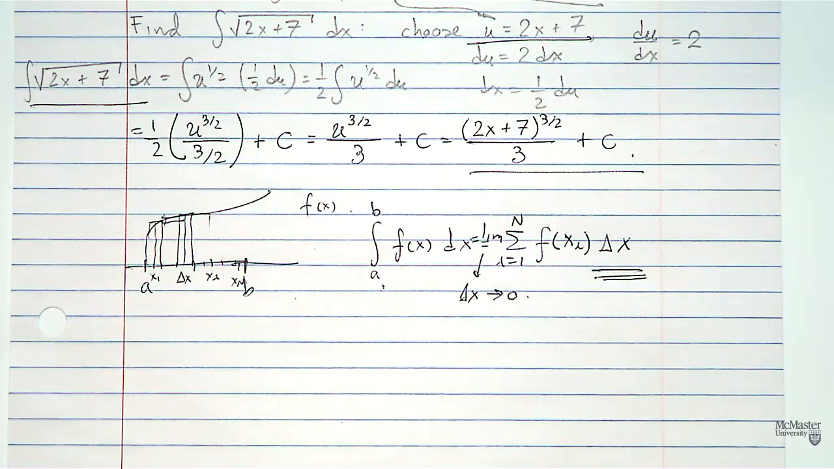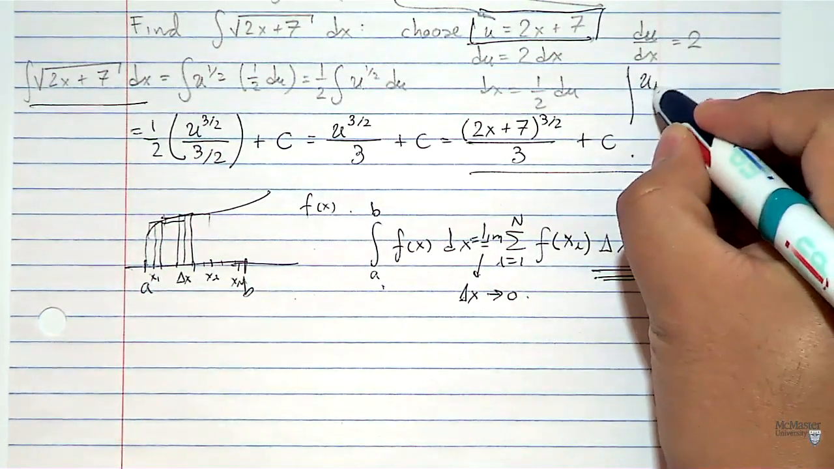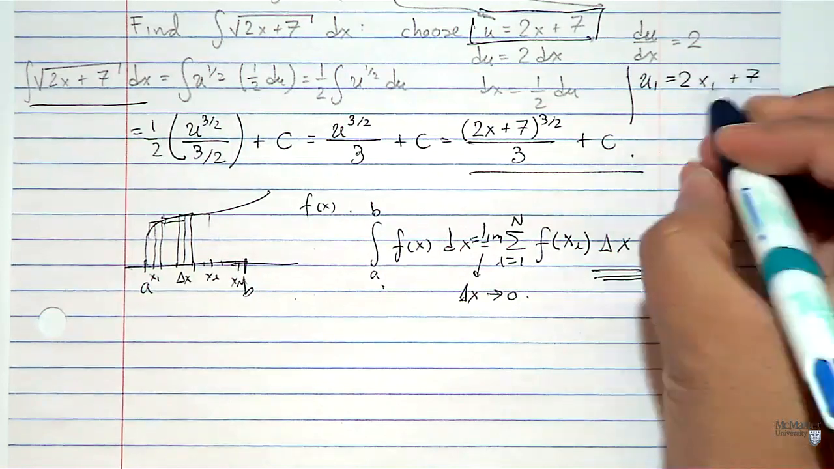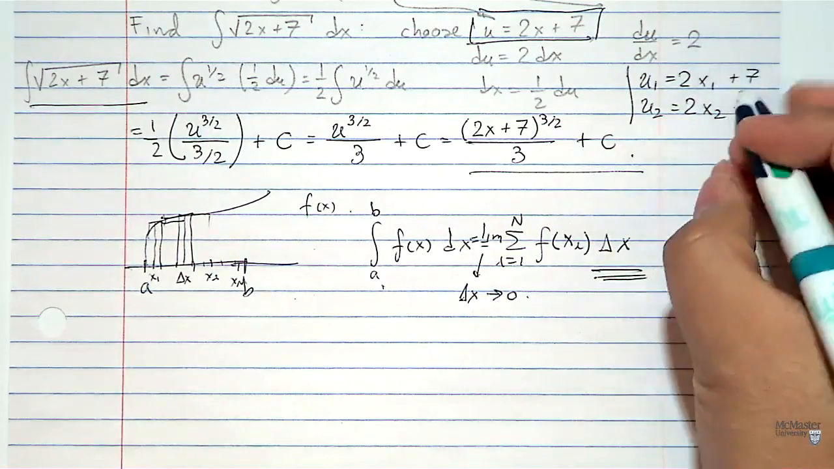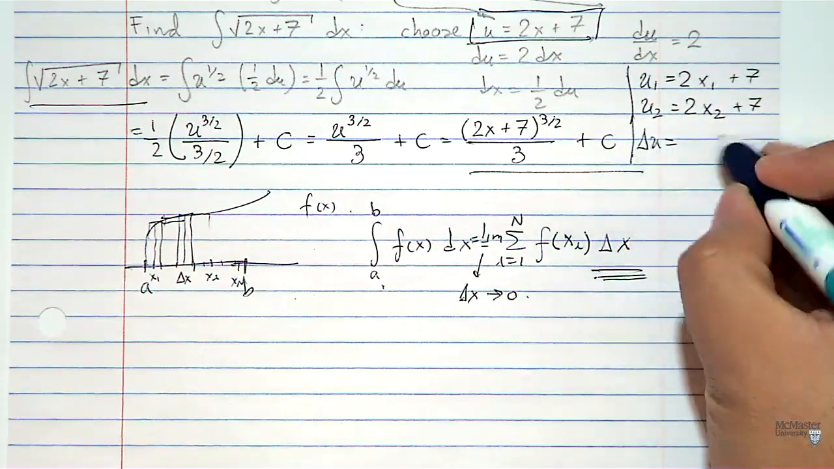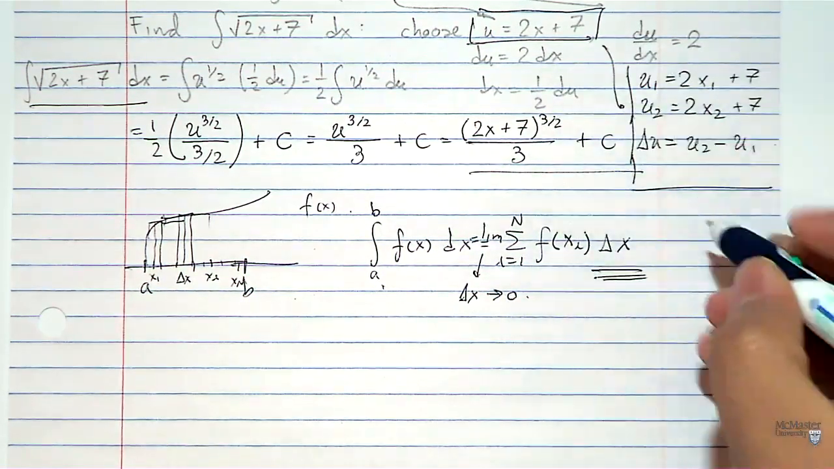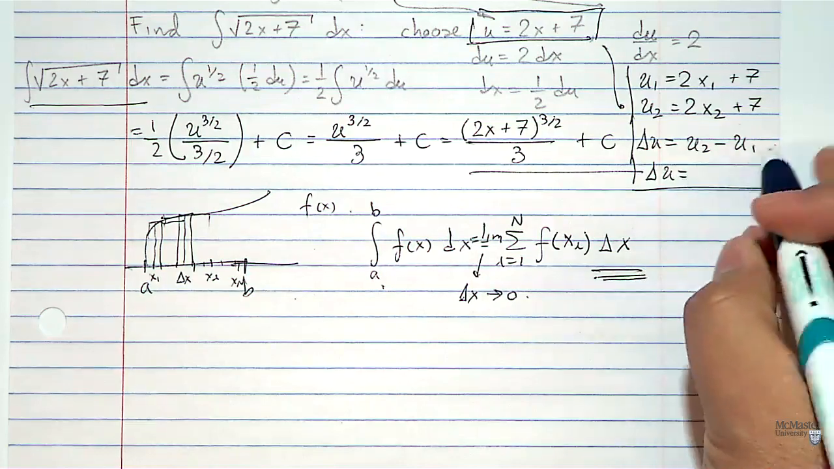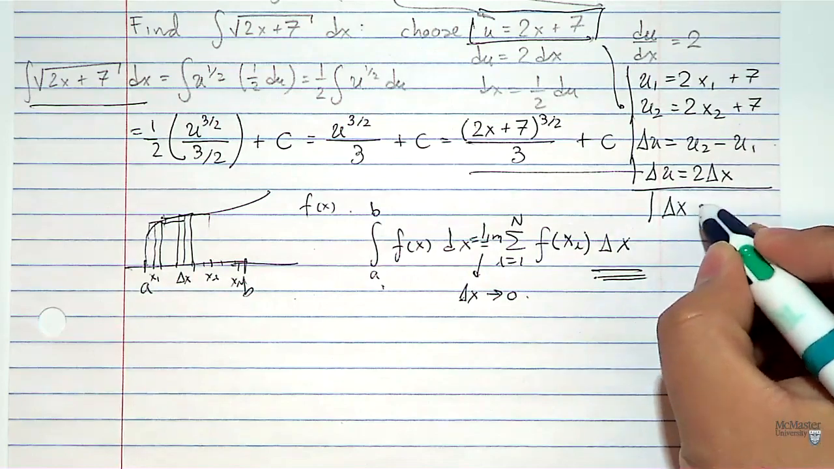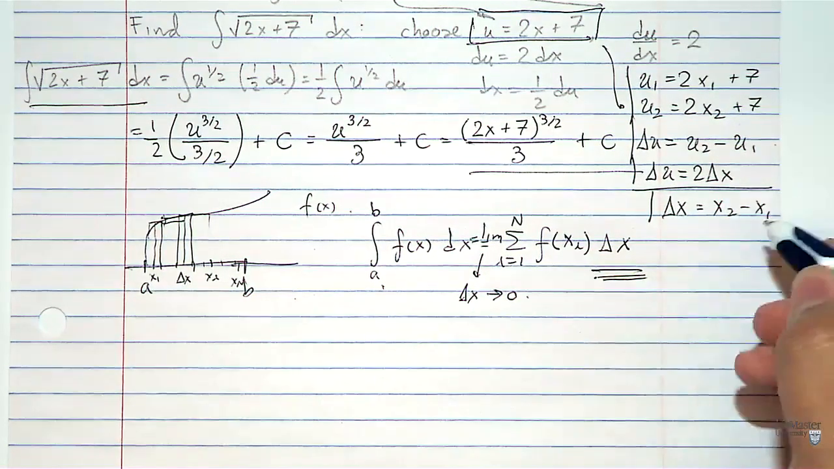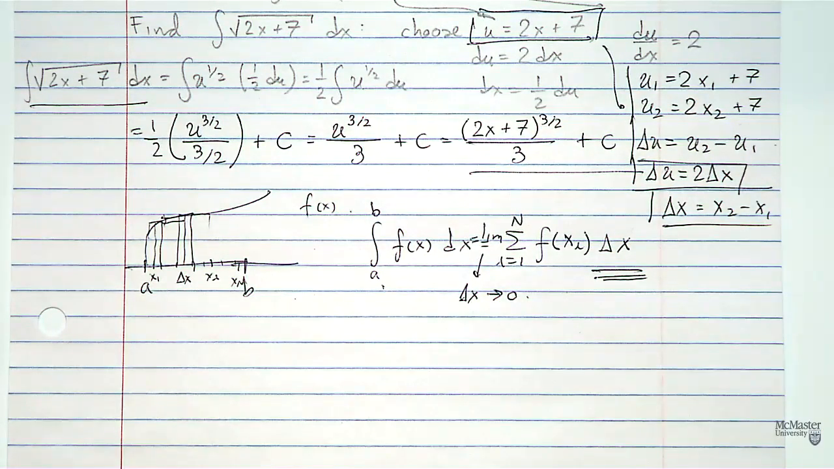Now, my point is that if you look at this linear function, let's say that you have 2 points, u1 = 2x1 + 7 and u2 = 2x2 + 7, and you consider delta u, which is u2 minus u1. For the linear function, it actually holds that delta u is exactly 2 delta x, where delta x is equal to x2 minus x1.